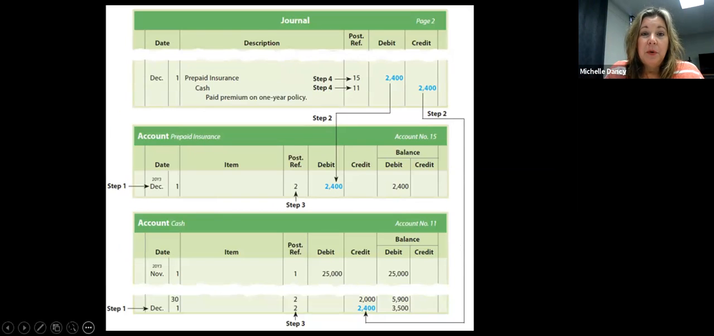In this example, we have our journal entry up here at the top, but we are posting to what's called ledger accounts. So we're going to use these instead of T accounts. The advantage of these type of accounts over T accounts is that I'm going to have a continuous spot for my balance.